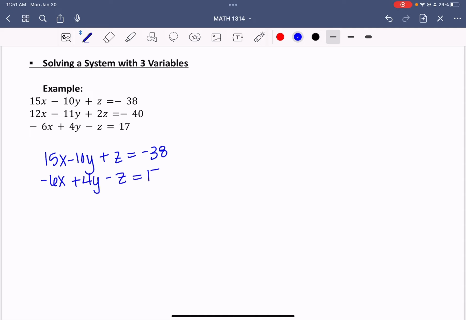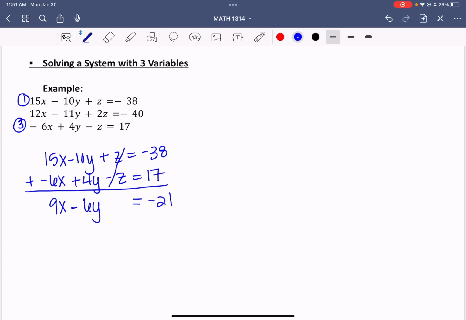I'm not sure where to start, but I know that in elimination, if I have opposites on a variable, that's a really good starting place. Because now, following the rules of elimination, I'm going to add those two together. So my z's cancel, and I'm left with 9x minus 6y equal to negative 21. So at least I've gotten something down into something I'm familiar with, x's and y's. This took into account the first equation and the third equation.